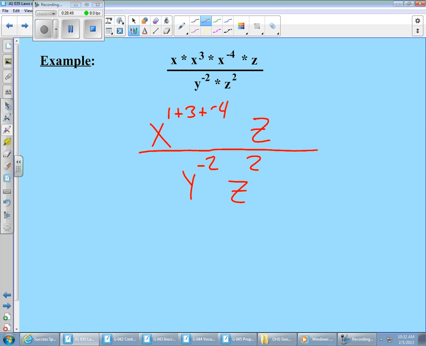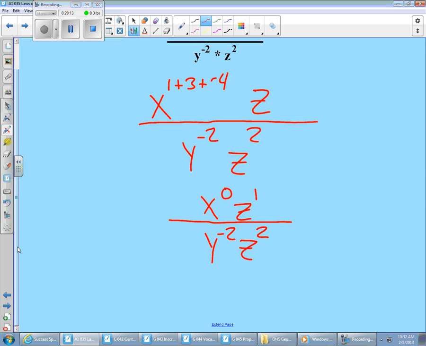How many x's are there? X to what power? 1 plus 3 plus negative 4. What is this? It's 0. So we have x to the 0 power in the numerator. We have z to the first power in the numerator. We have y to the negative 2 in the denominator, and we have z to the 2 in the denominator.